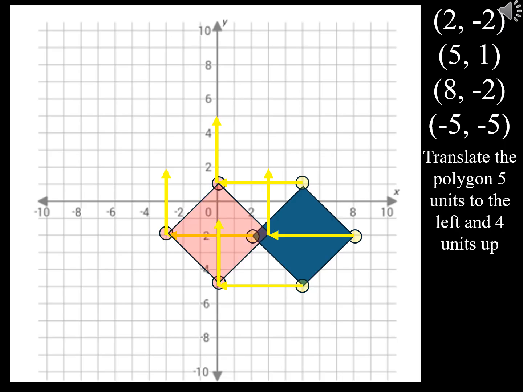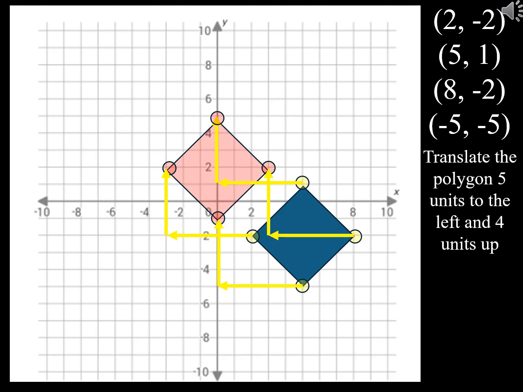Now that we have our new points or vertices on our x-axis, we're going to go ahead and figure out what to do with the y-axis. And we have the instructions 4 units up. So on the y-axis, we're going to increase or go up 4 units. With this example, I've left our arrows so that we can see what happened with our vertices as we translated this polygon.